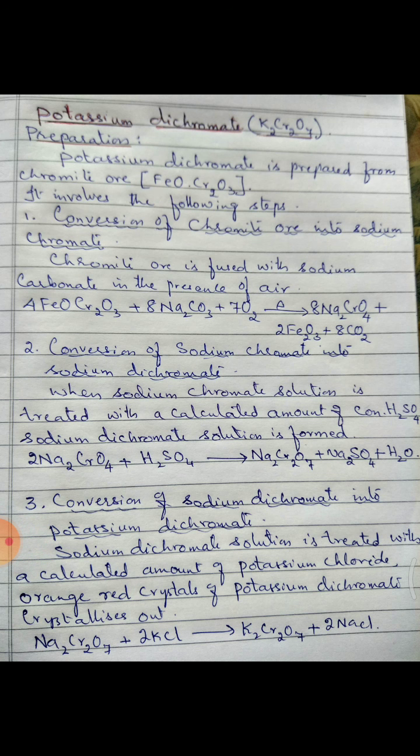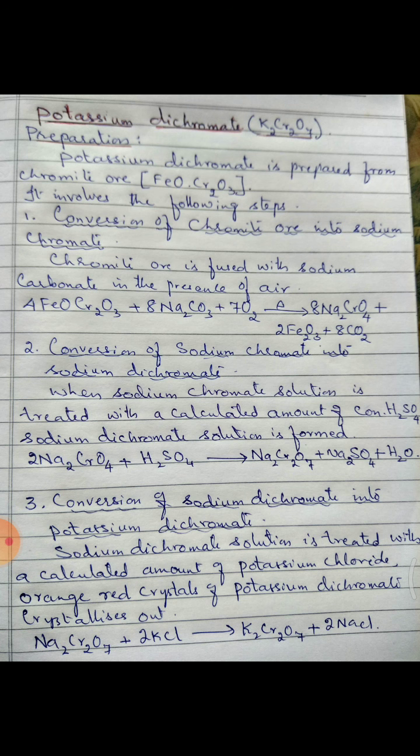4FeO·Cr2O3 plus 8Na2CO3 plus 7O2 gives rise to 8Na2CrO4 plus 2Fe2O3 plus 8CO2. Here, when chromite ore is treated with sodium carbonate in the presence of air, sodium chromate and ferric oxide are obtained. Carbon dioxide gas will be liberated.